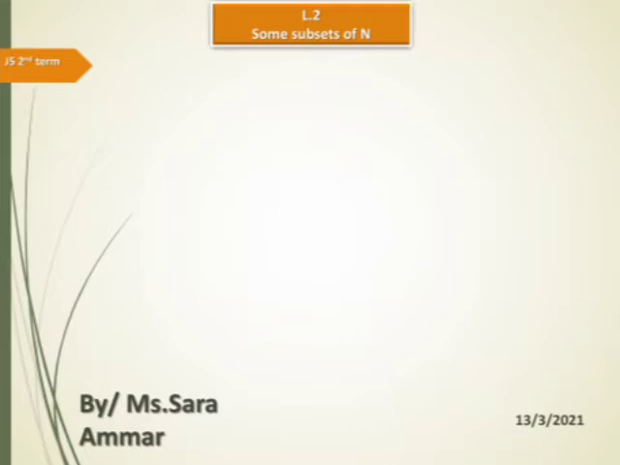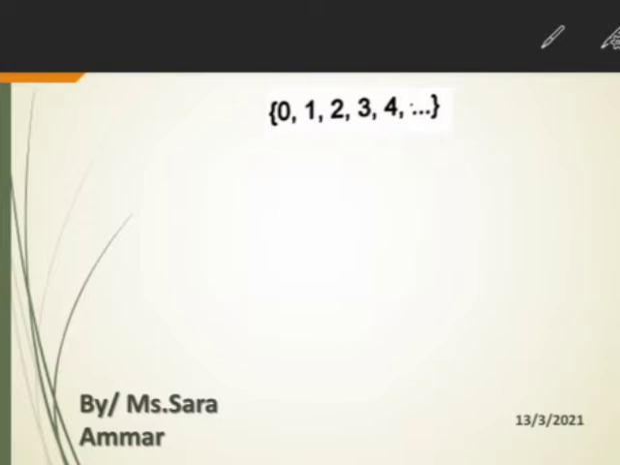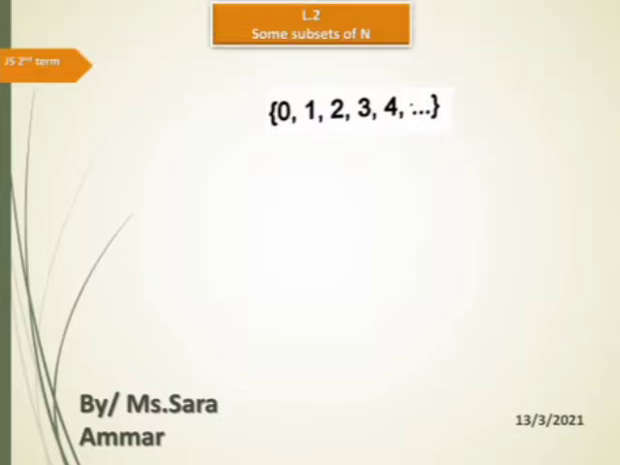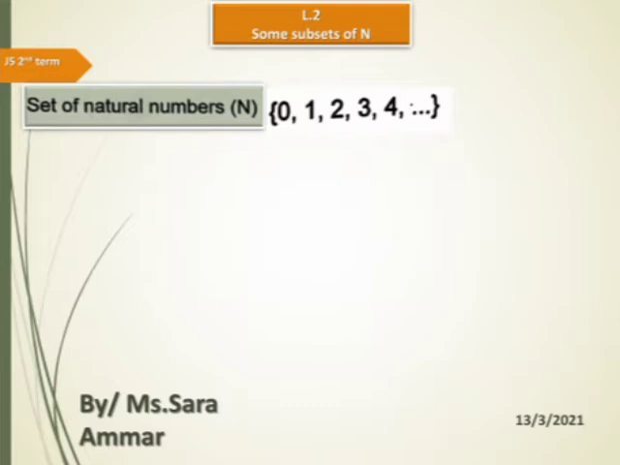We're going now to talk about some subsets of N. We have studied subsets in the first term. We know already that any set is a subset of itself and phi is a subset of any set, as we said in the previous video. We're going to learn about some new subsets of N. N is a subset of itself: 0, 1, 2, 3, 4, the set of natural numbers.